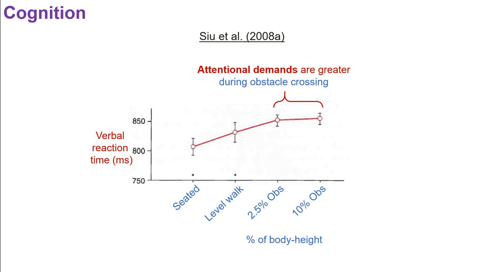On the y-axis, we can see the performance of the cognitive task, the ability to respond verbally to the auditory stimuli, and on the x-axis we can see the different levels of mobility challenge, going from seated to walking on level ground to stepping over the obstacles of different height. What we see here is that the ability to quickly react to the auditory stimuli was impaired if the task was performed while stepping over an obstacle. These results suggest that the task of stepping over an obstacle uses up cognitive resources and can therefore impact cognitive performance.